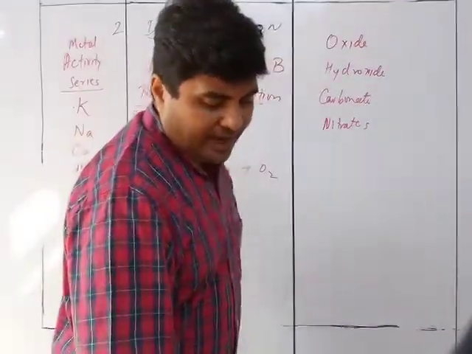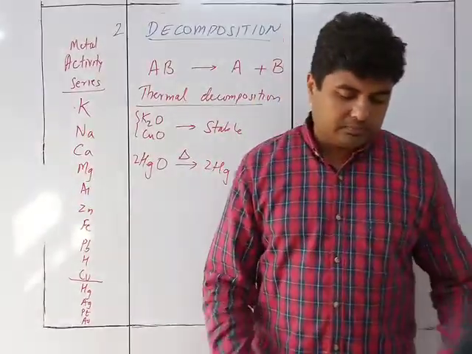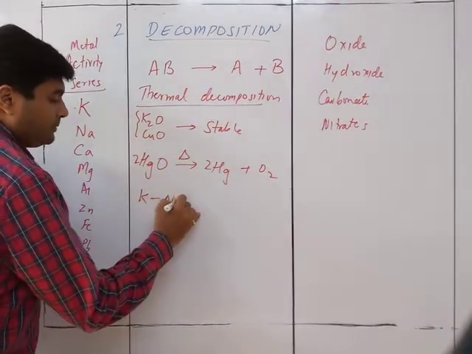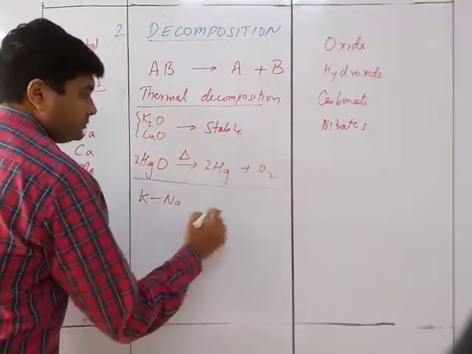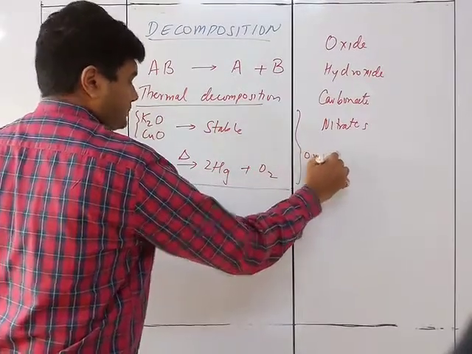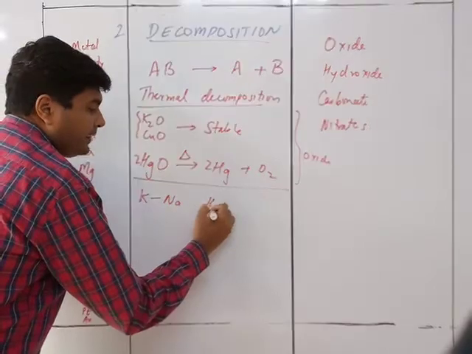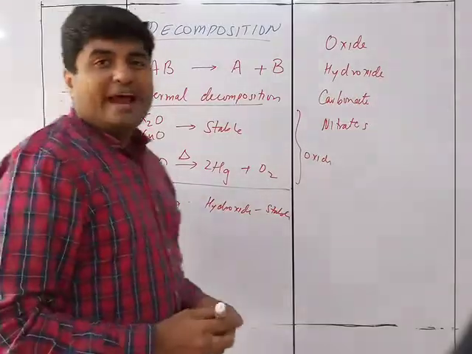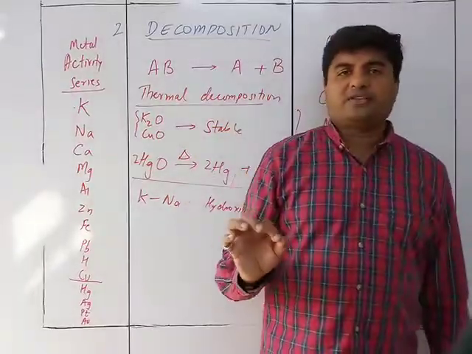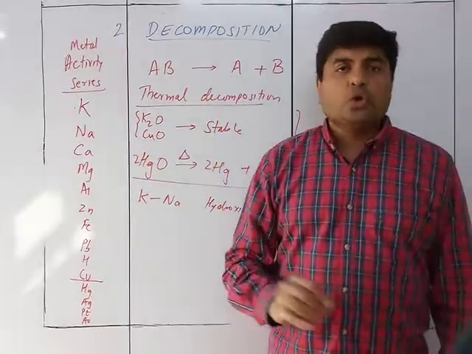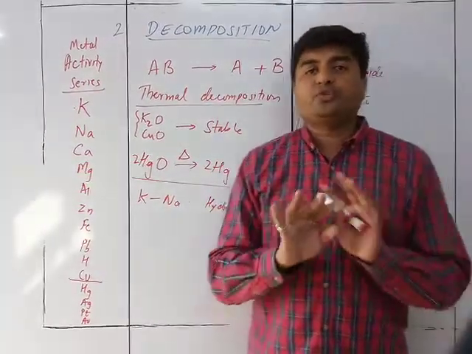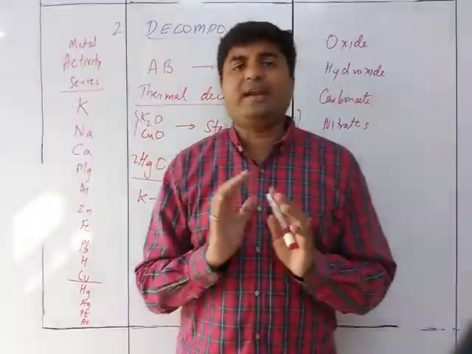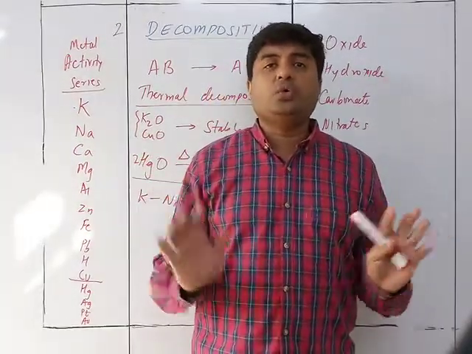Next we see the hydroxides. So we now see the hydroxides of the things over here. First over here is K and Na. So this was about the oxide. Now about the hydroxide: it is stable. So potassium and sodium का hydroxide, यानी KOH और NaOH को हम लोग कितना भी हीट करें, वो decompose नहीं होगा. It is not going to decompose at all. KOH and NaOH on heating are not going to decompose.